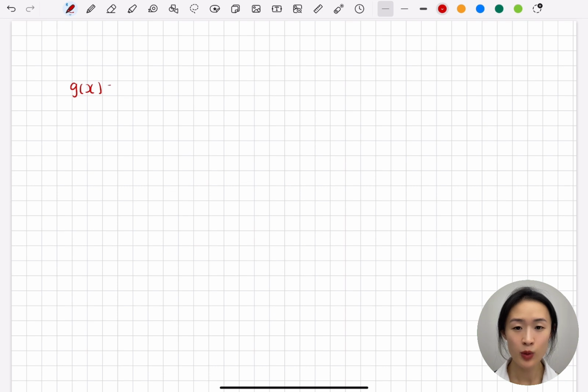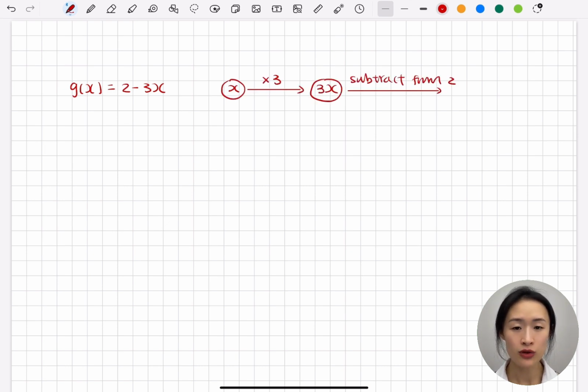A second example will be g(x). g(x) equals 2 take away 3x. With this one, x is multiplied by 3, and then that is subtracted from 2. So that gives me 2 subtract 3x.